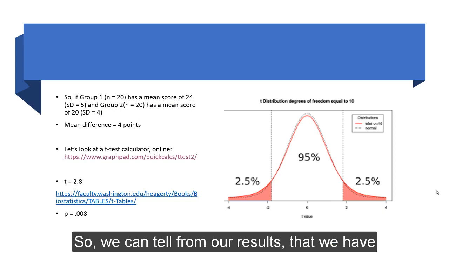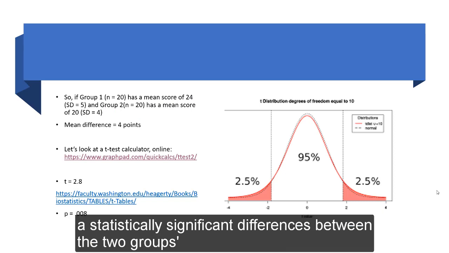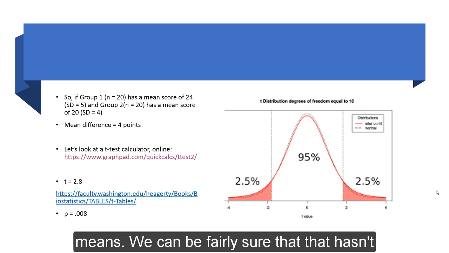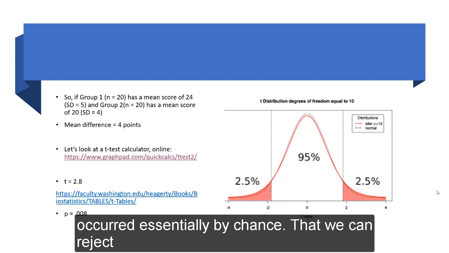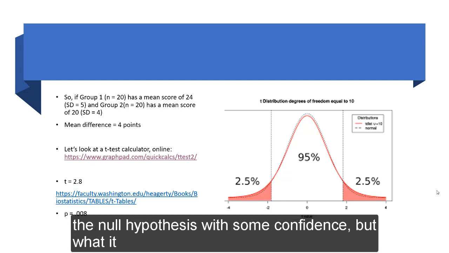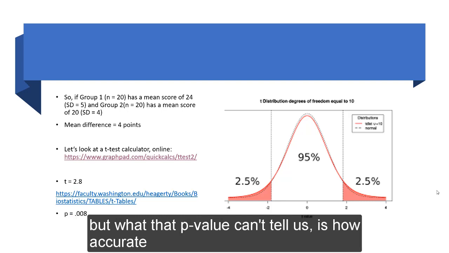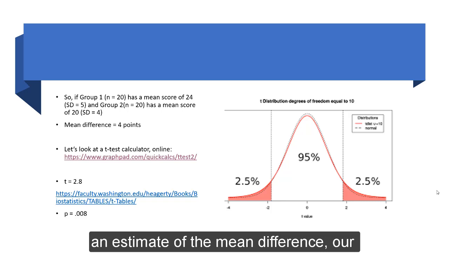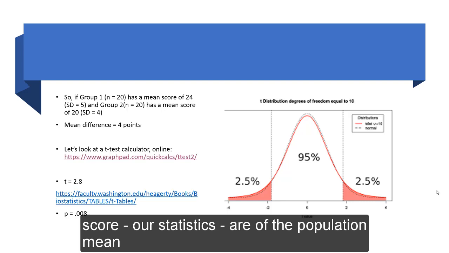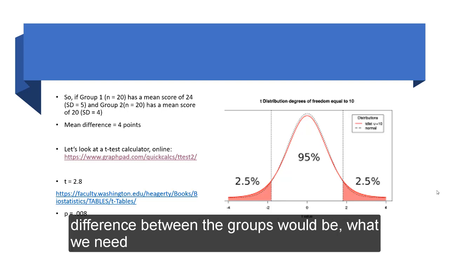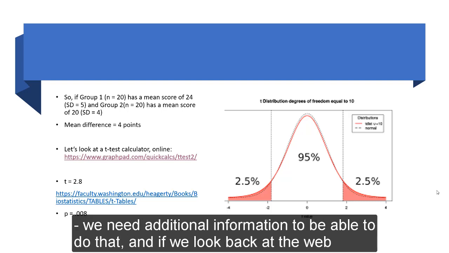So we can tell from our results that we have a statistically significant difference between the two groups' means, that we can be fairly sure that that hasn't occurred essentially by chance, that we can reject the null hypothesis with some confidence. What that p-value can't tell us is how accurate an estimate of the mean difference our statistics are of the population mean difference between the groups would be. What we need is additional information to be able to do that.